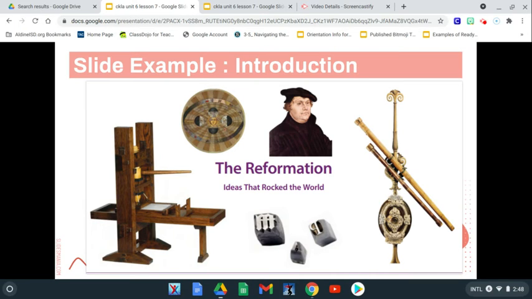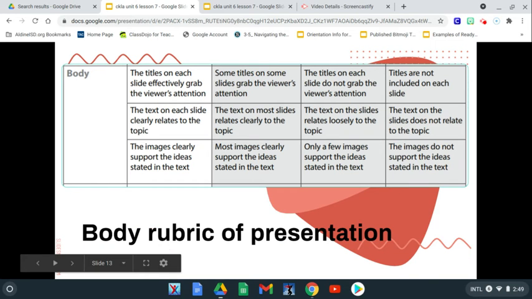Okay, so this is just an example. If this was your first introduction, your cover page, you might put "The Reformation: The Ideas That Rocked the World." I love how that has a catchy phrase there. And then different pictures of things that we learned, like the printing press, the movable type, and Martin Luther, one of the founding fathers of the Reformation. So that would be an example.